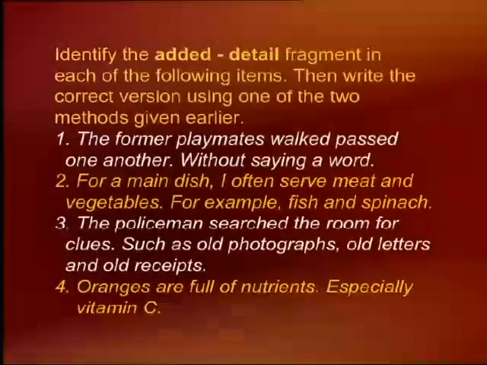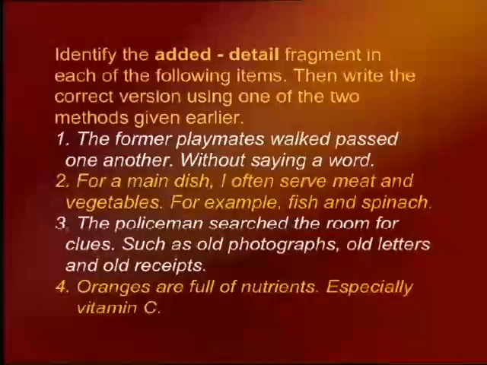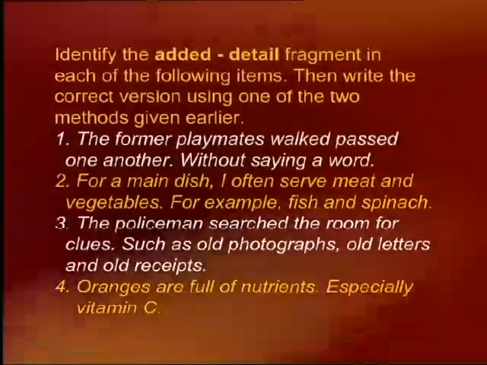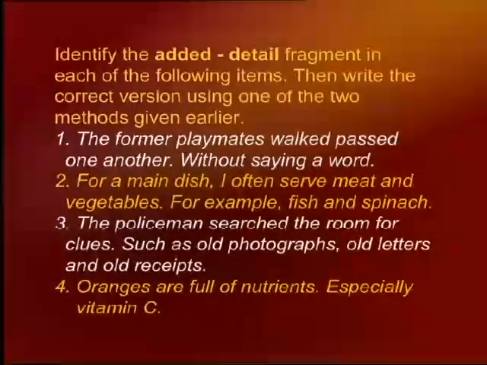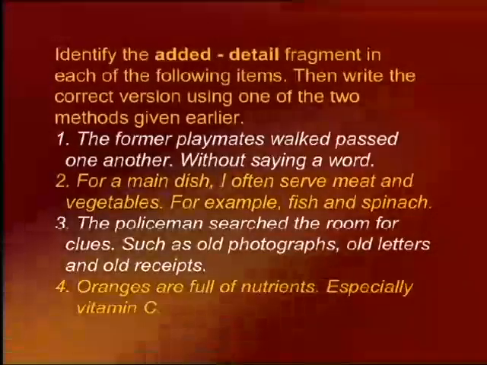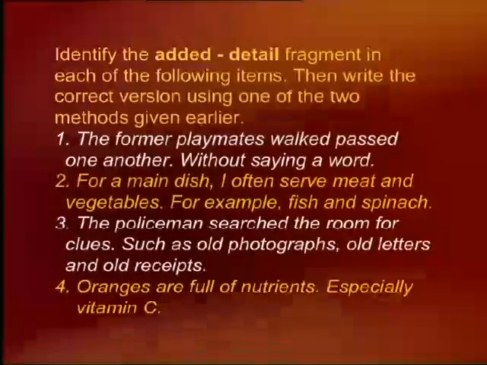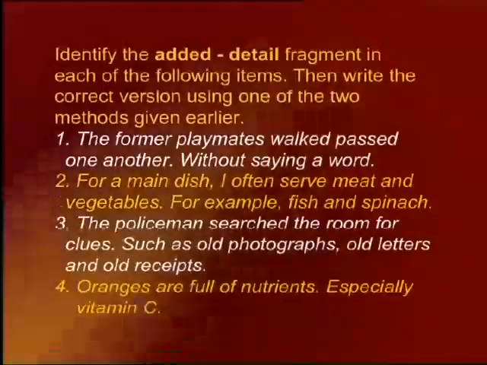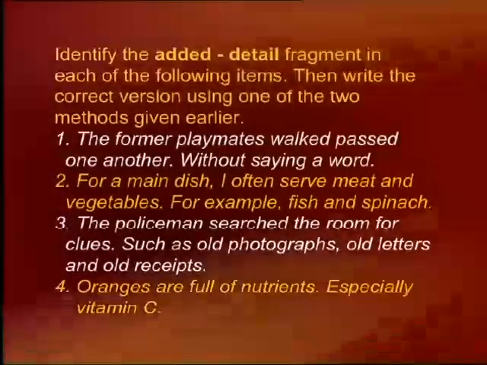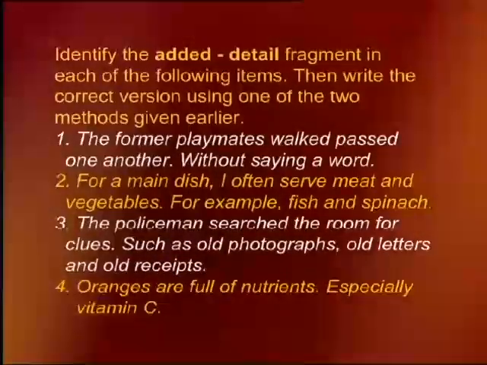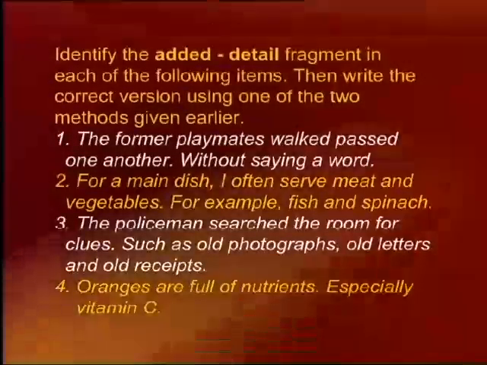Number 2. For a main dish, I often serve meat and vegetables. For example, fish and spinach. Now the phrase for example, that is an added detail. When you want to add something, you use the phrase for example. So you can correct this sentence by writing, for a main dish, comma, I often serve meat and vegetables, full stop.